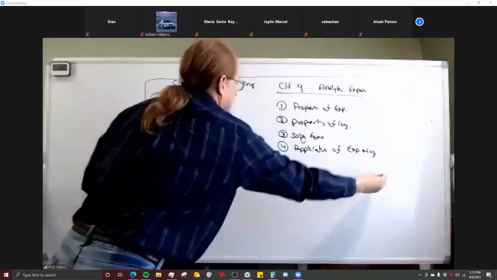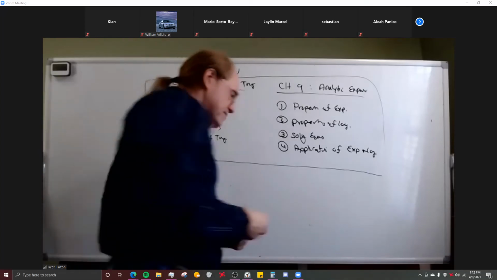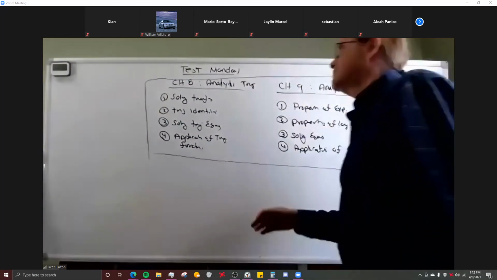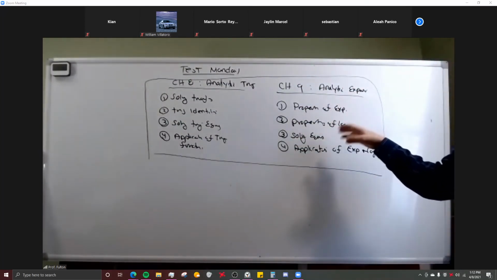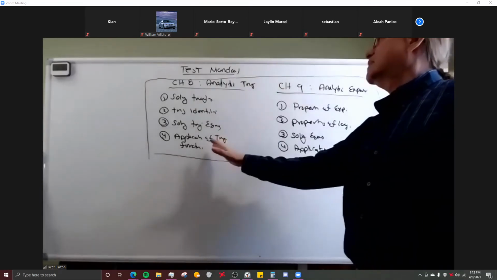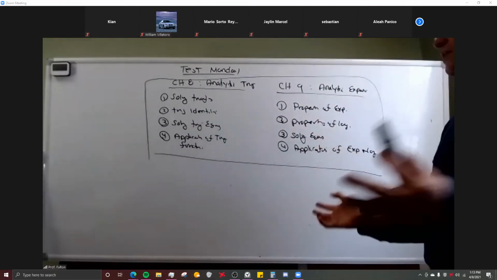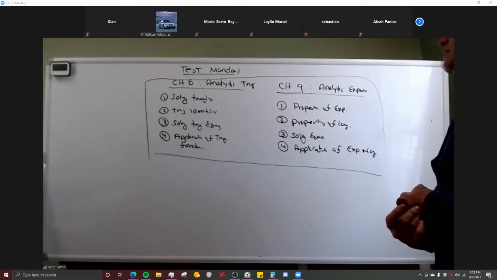These two chapters. How do I use analysis with trig functions to solve problems? And how do I use analysis with exponentials and logarithms to solve problems? So the chapter 8 practice test covers this. The chapter 9 practice test covers that. Your test will be a combination of the two.